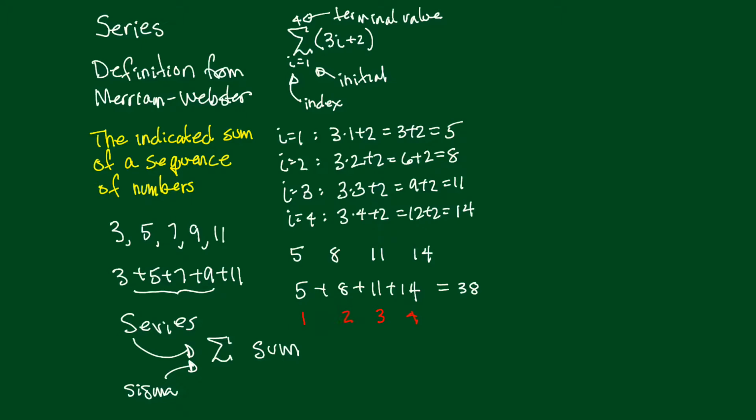Then you come over here. 2 more than 3 times the term number. 3 times the term number, well, it's term 2, so that would be 6, and 2 more, and so on. So what would the next one be if we had another one? Well, the next one would be term number 5, and 3 times 5 is 15, and 2 more, 17.